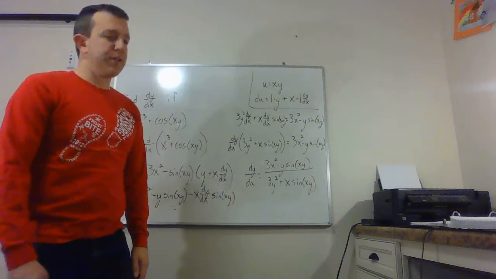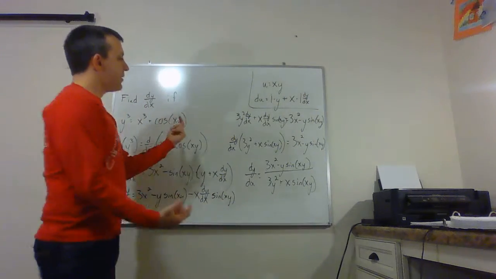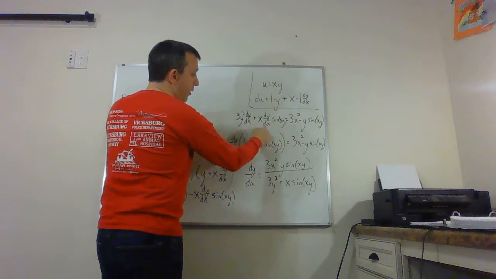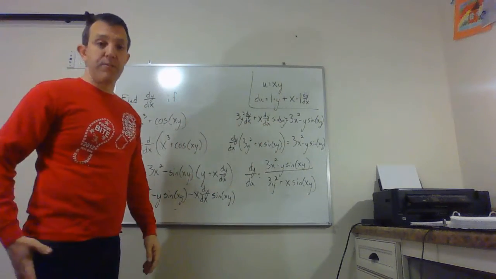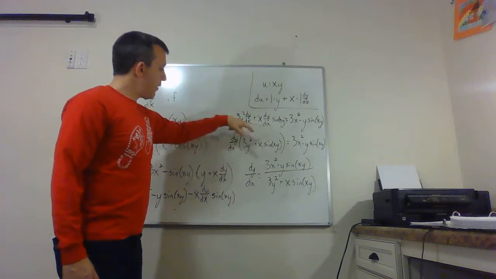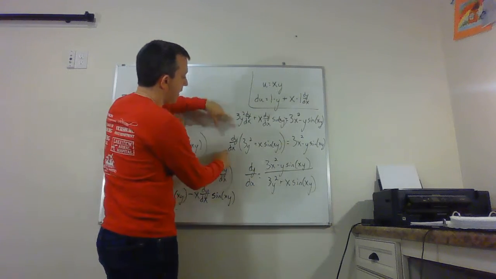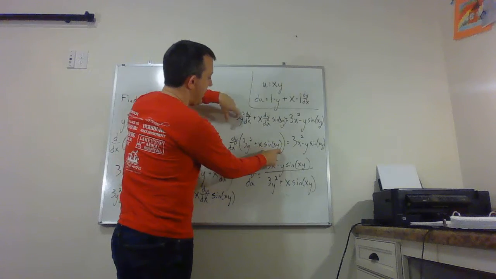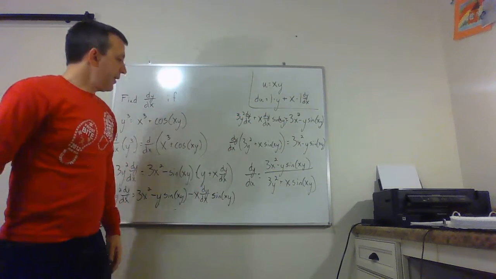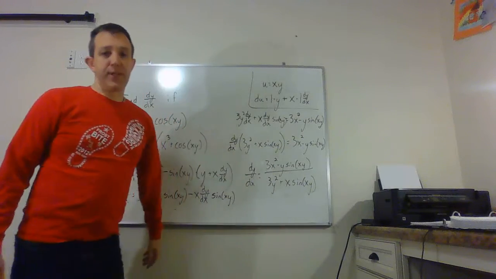Whew, this one is a lot. But here's the good news. Now that they're on the same side, I can factor them out because they're in both terms. Admittedly, the terms are huge and disgusting, but I factored it out. So now I just have 3y squared plus x sine of xy equal to that mess. And then to finish it off, I just divide both sides.